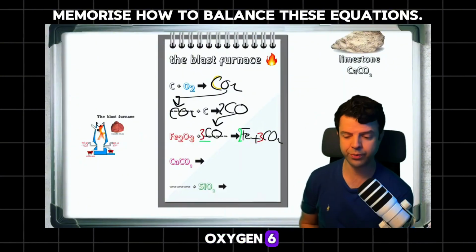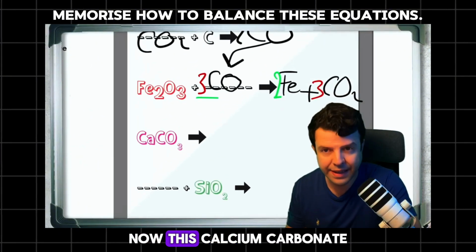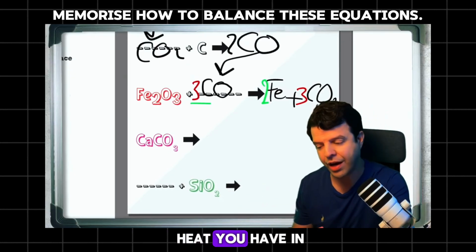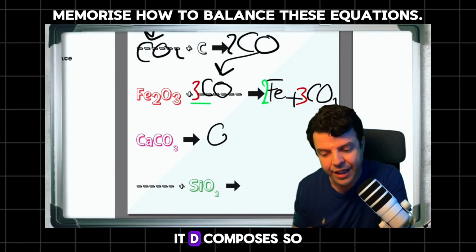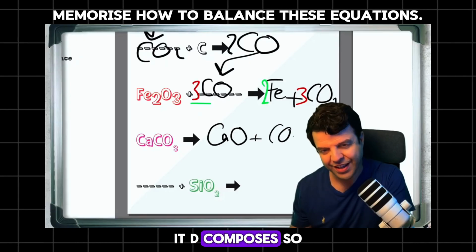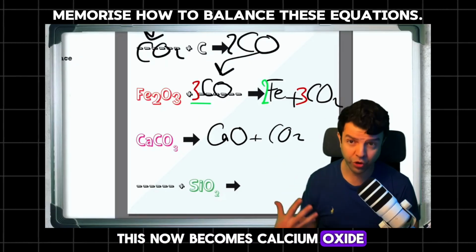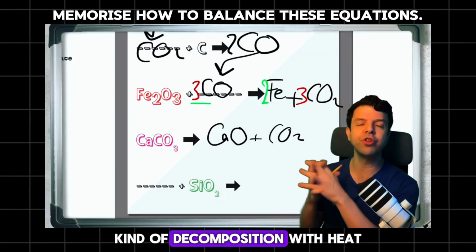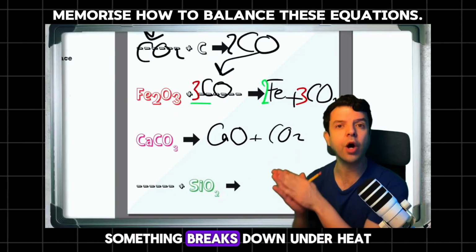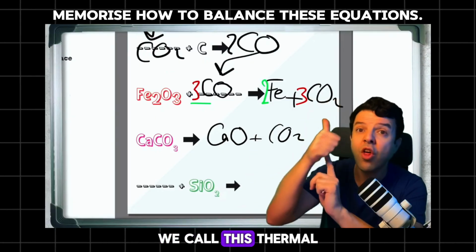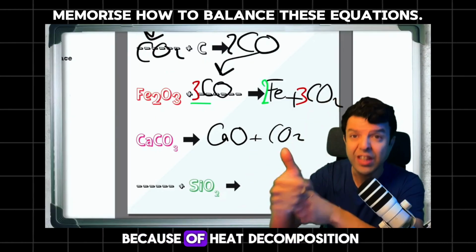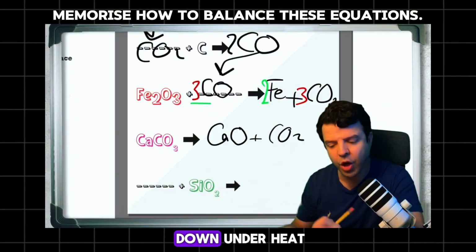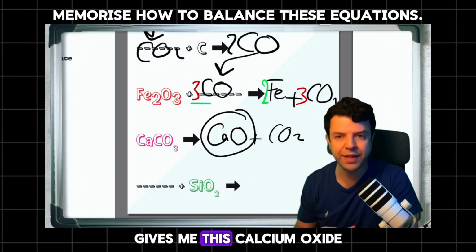and oxygen is 6. Now, this calcium carbonate, remember what happens to the limestone because of all the heat you have in the blast furnace? It decomposes. So this now becomes calcium oxide. What am I going to call this kind of decomposition with heat? Something breaks down under heat. We call this thermal, because of heat, decomposition. So calcium carbonate breaks down under heat, gives me this calcium oxide.